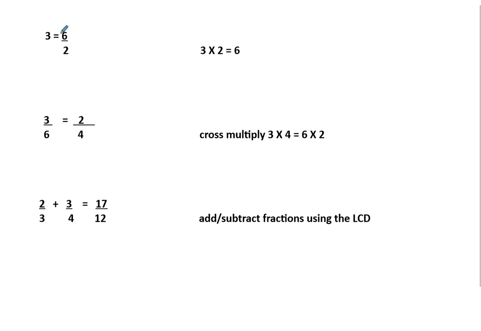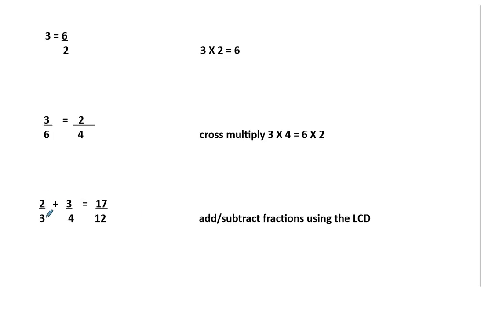Either it will look like 3 equals 6 divided by 2, and the way to get rid of the denominator is go 3 times 2 is 6, or 3/6 equals 2 quarters, so I've just taken two fractions that are equivalent to a half, in which case you go 3 times 4 is 6 times 2. And the third format would look like fractions.